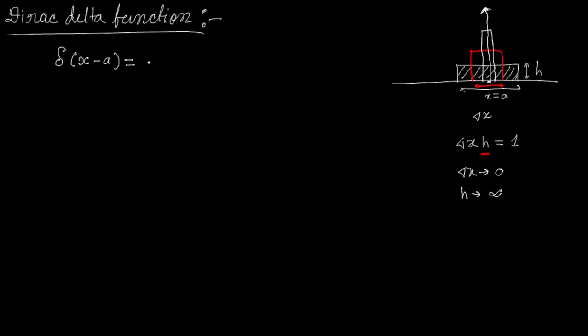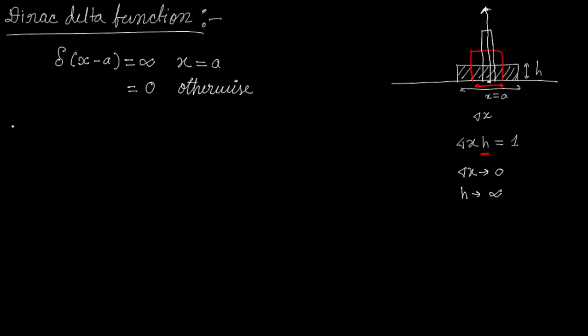This will be infinite when x equals a, as we have noticed here. Then what will be the value of this function at other points? At other points, it will be 0. Otherwise it will be 0. So this is the definition of the Dirac delta function: at a particular point the value of this function is infinite, and at other points it is 0.